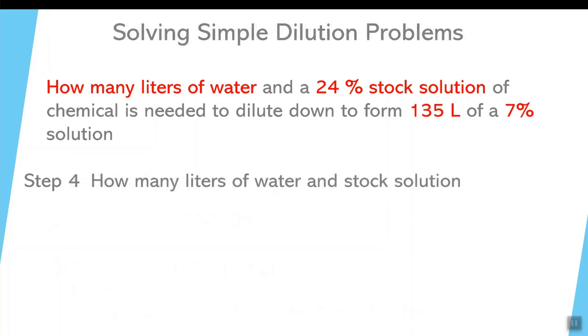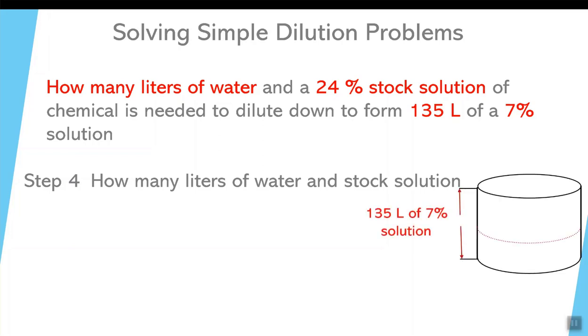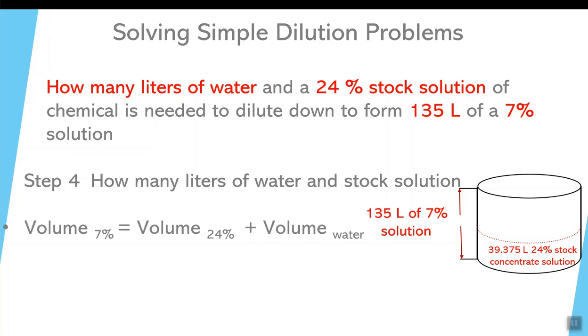So now we can put that into our little picture to help us understand this a little bit better. We know now that you need 135 liters of the 7% solution. That just came from the original information. We know that you don't need as many liters of the 24% because it's more concentrated. The volume of that is going to be 39.375. So that means that the volume of the 7%, 135 liters, is going to be equal to the volume of the concentrate plus the amount of water that you add into it to dilute it down from 24 to 20 to 15 to 10 to 7%.